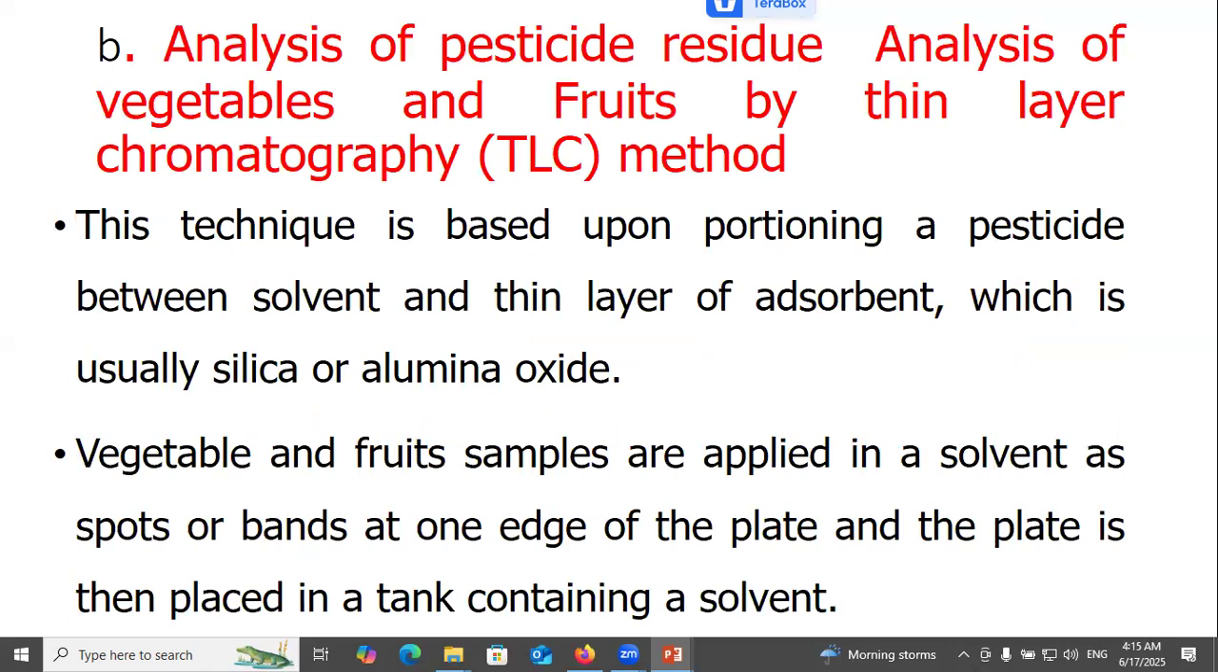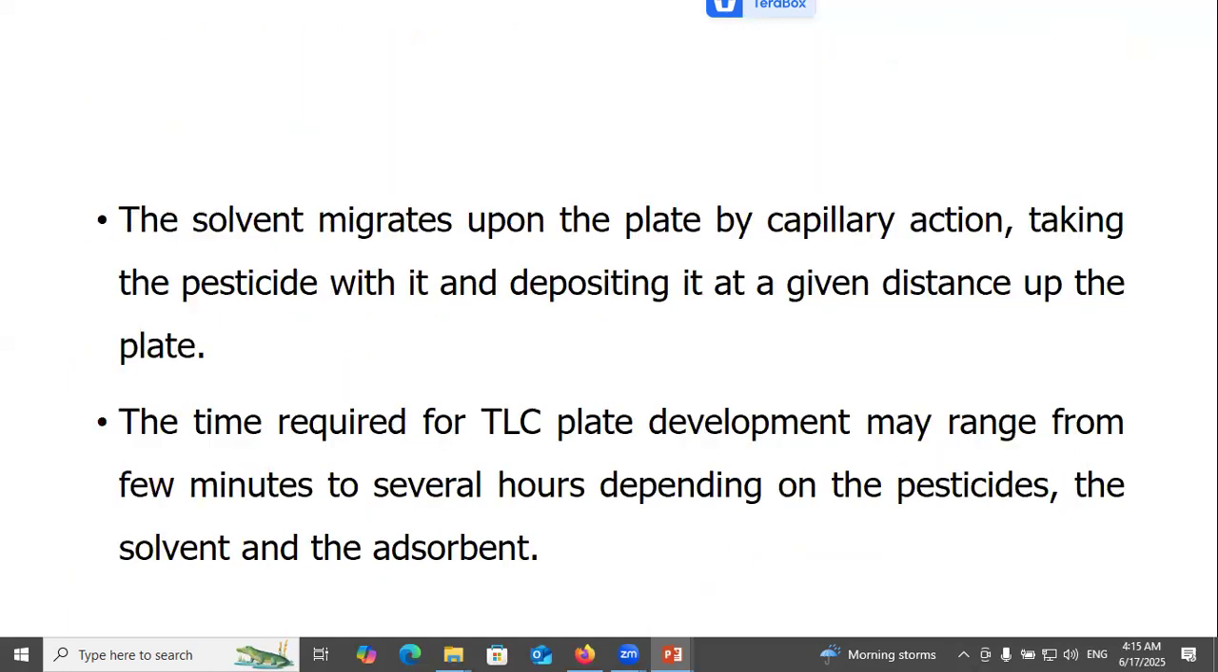Analysis of pesticide residue in vegetables and fruits by the thin layer chromatography (TLC) method. This technique is based upon the partitioning of pesticides between solvent and a thin layer of adsorbent, which is usually silica or alumina oxide. Vegetable and fruit samples are applied in a solvent as spots or bands at one of the edges of the plate, and the plate is then placed in a tank containing a solvent. The solvent migrates up the plate by capillary action, taking the pesticides with it and depositing them at a given distance on the plate. The time required for TLC plate development may range from a few minutes to several hours depending on the pesticides, the solvent, and the adsorbent.